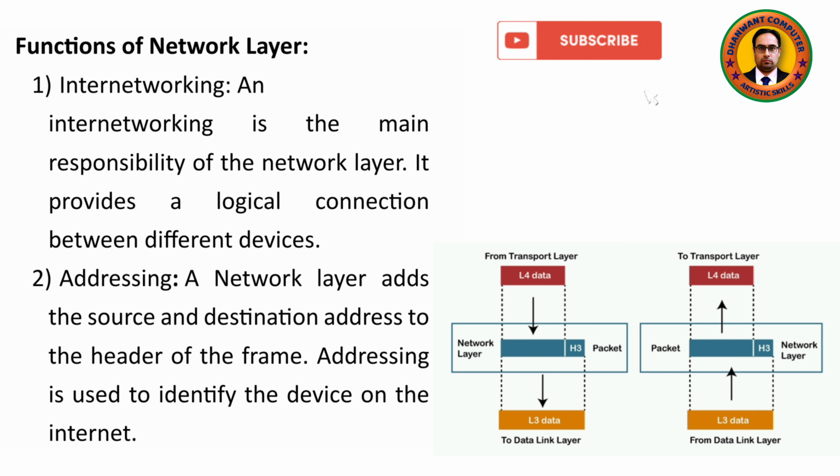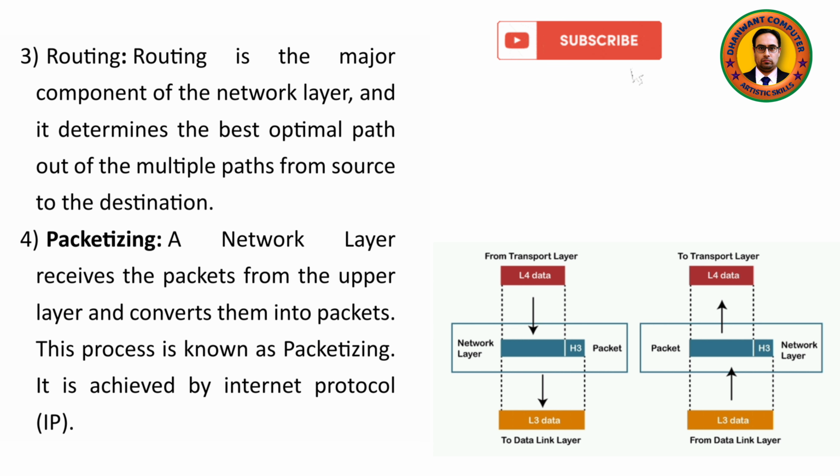Functions of network layer. 1. Internetworking. An internetworking is the main responsibility of the network layer. It provides a logical connection between different devices. 2. Addressing. A network layer adds the source and destination address to the header of the frame. Addressing is used to identify the device on the Internet. 3. Routing.